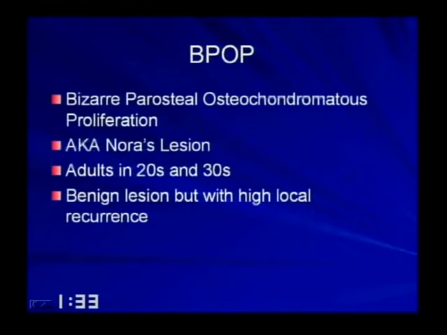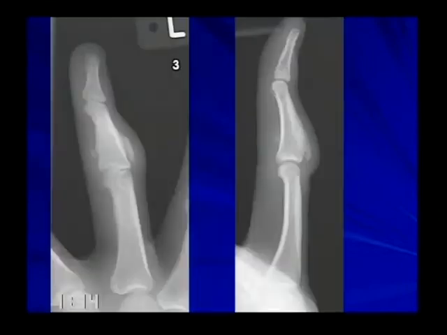Now, I just want to mention briefly BPOP, which is sort of a funky exostosis. And I put it in here because no one really knows where it goes. Bizarre paraosteal osteochondromatous proliferation. So if you see in the hand what looks like an exostosis, but it's very funny looking and painful, think of a BPOP. It's also known as Nora's lesion. They have a high level of local recurrence. And here it is, just a funky looking exostosis. You can see that it's fairly well ossified.